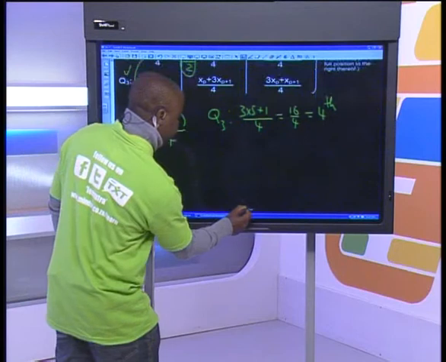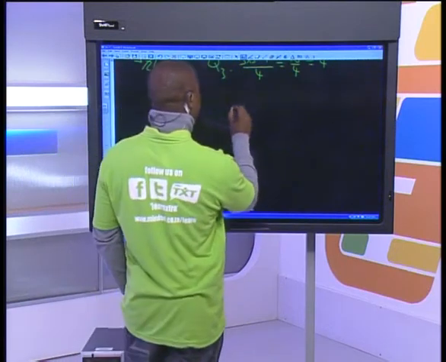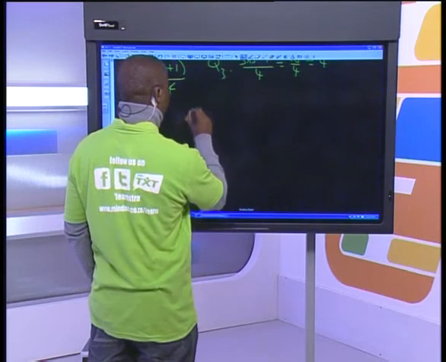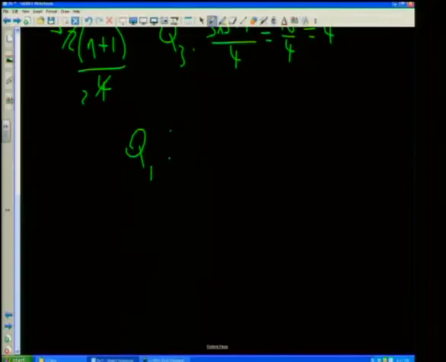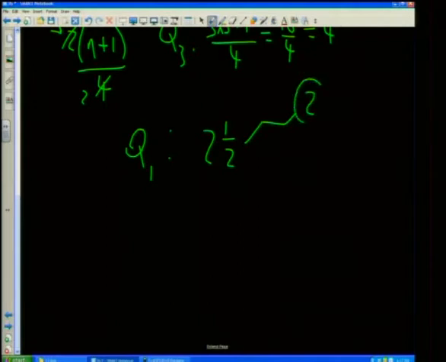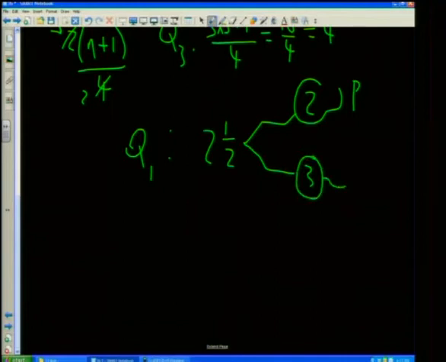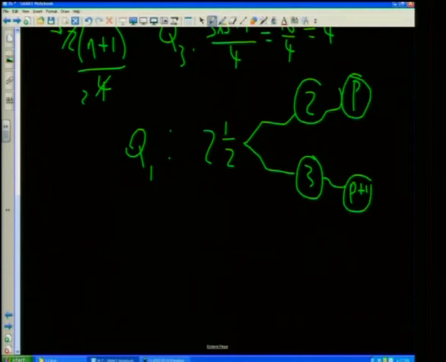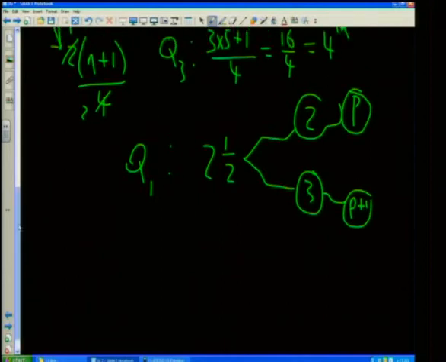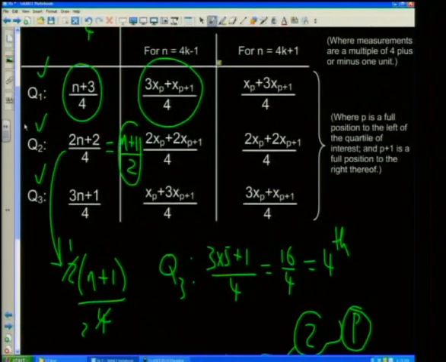All I'm saying is, if you found your position for Q1 to be 2.5 when you calculated, then my position must be, I'm going to use this as P, and I'm going to use the other side, 3, as my position P plus 1. What you'll notice is my subscript, or my index, is trying to show you that.